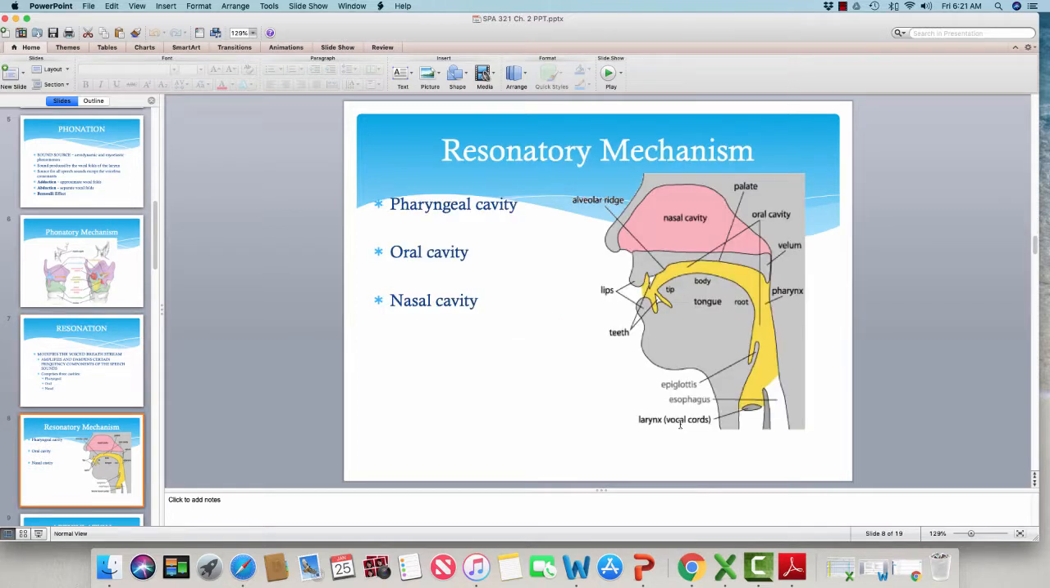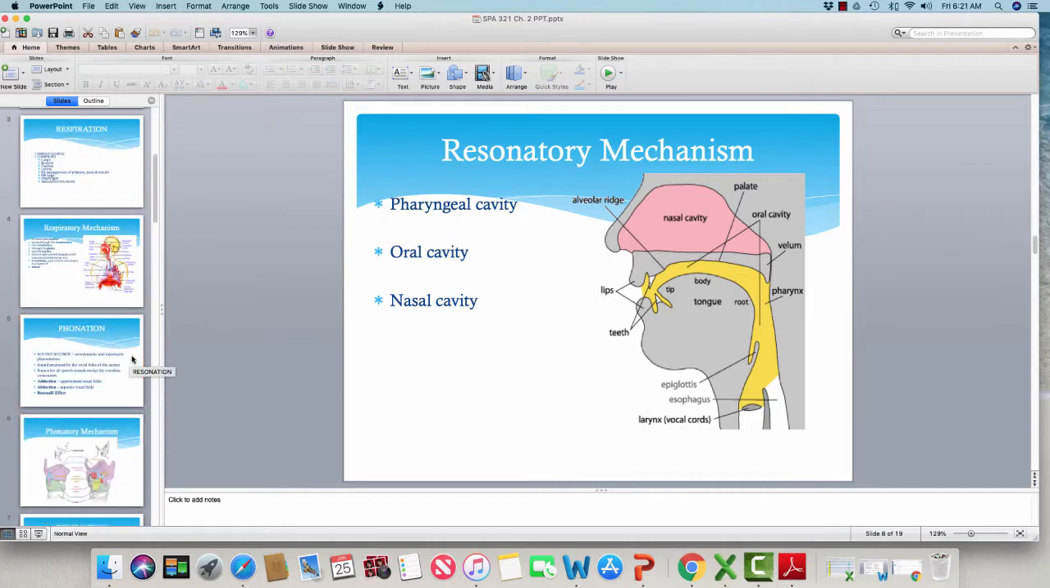All right. So here is an illustration of the resonatory system. You can see it includes the pharyngeal cavity, oral cavity, and nasal cavity. And these are the different parts of that.